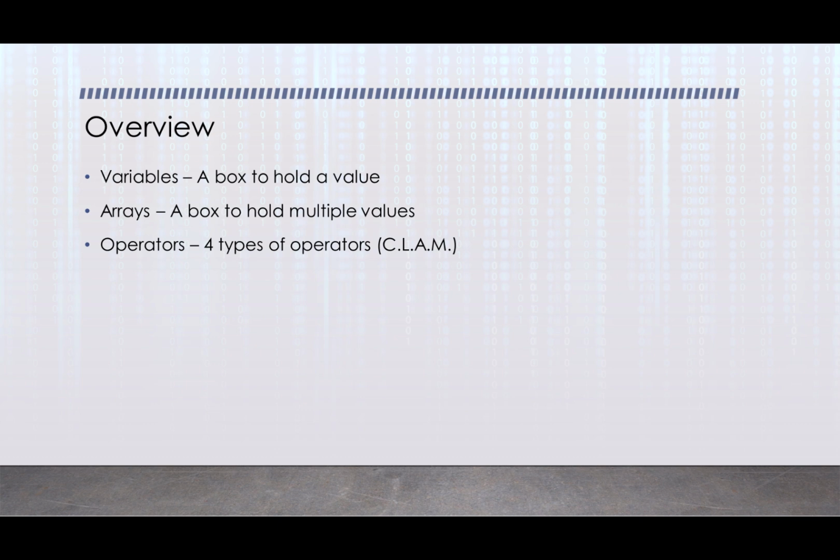And then operators. We have 4 types of operators, and there's this nice acronym CLAM to help us remember the 4 types of operators. The C stands for comparison, L stands for logic, A stands for assignment, and M stands for mathematical, or you'll often hear them referred to as arithmetic. I like using the M, so we have a nice acronym for mathematic.